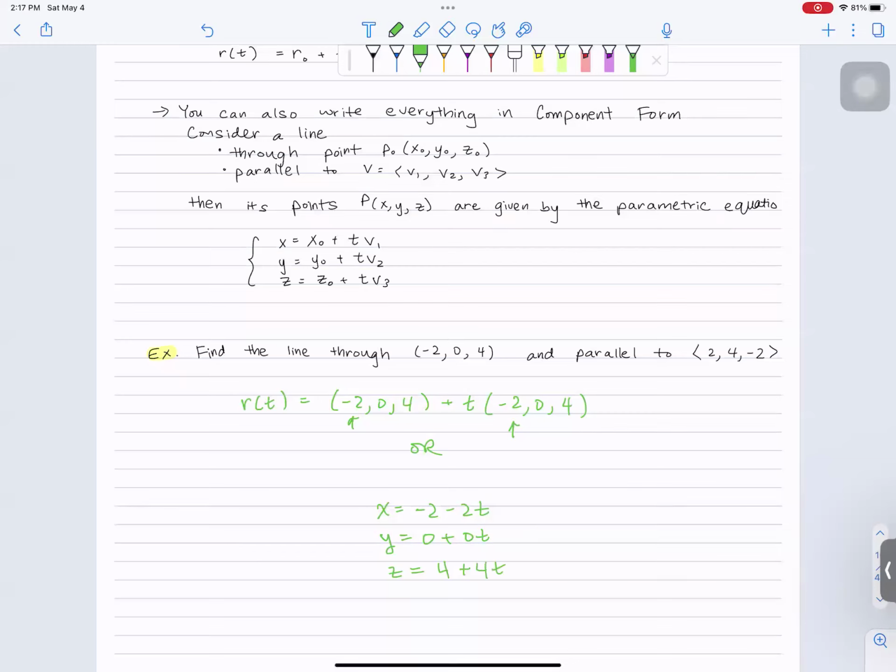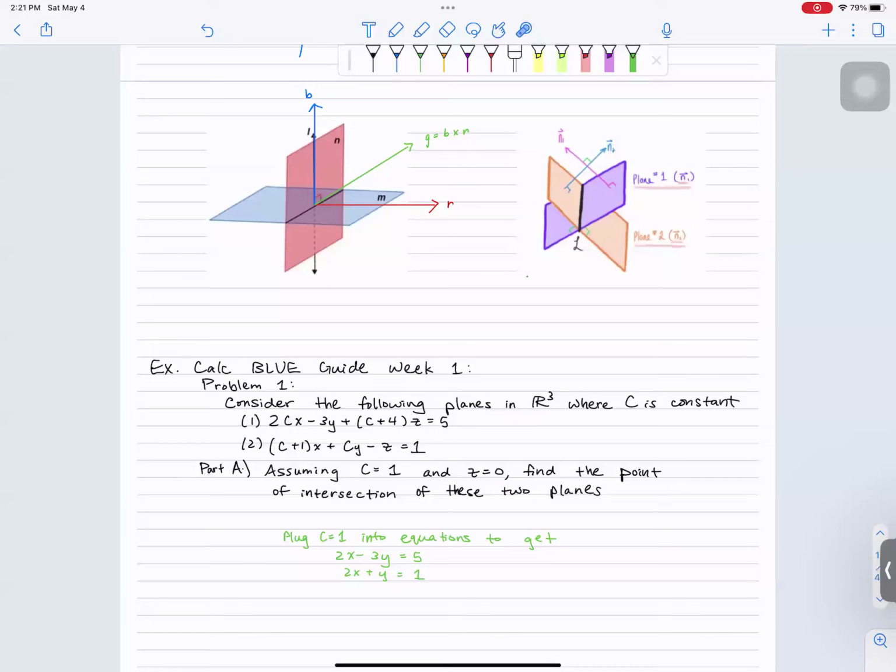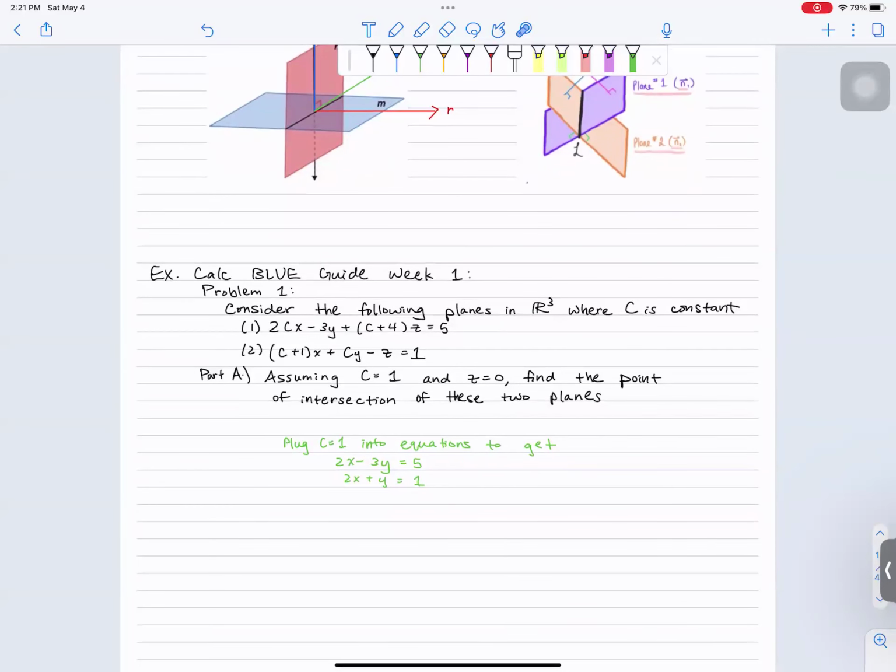Okay. So here I have a question. An example from the Calc Blue book, week 1, question 1. So here we have, consider the following planes in R3 where C is constant. So we have these two plane equations. Part A says, assuming C equals 1 and Z equals 0, find the point of intersection along these two planes.